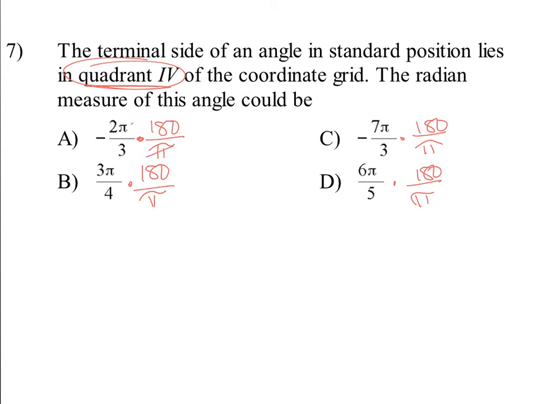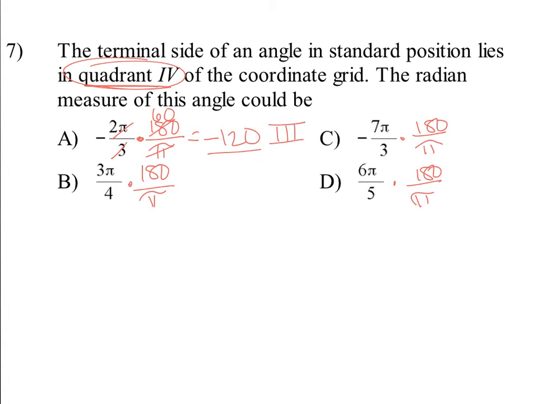Okay, these pi's cross out, and then we just do the math. This is 3. You can just put it in your calculator. Since I'm sitting here, I'm going to do it like this. So negative 120, well, we just did that. That was like negative 110. It's in quadrant 3.